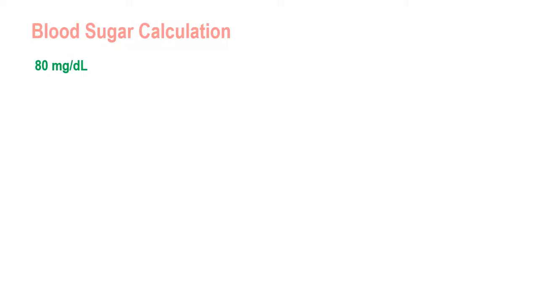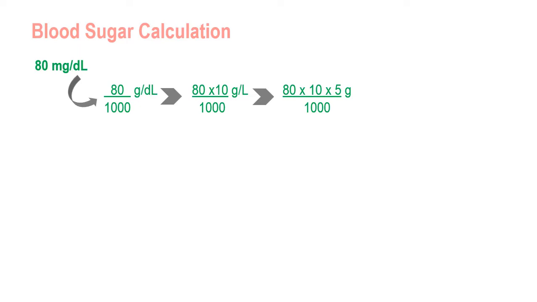Normal blood sugar level in the fasted state is normally between 80 to 120 mg per deciliter. For this example, let's take 80. Let's convert milligram into gram, since 1000 milligram equals 1 gram. Let's convert deciliter into liter, since 10 deciliter equals 1 liter. Now since the average total amount of blood in the human body is roughly 5 liters, this gives us 4 grams.